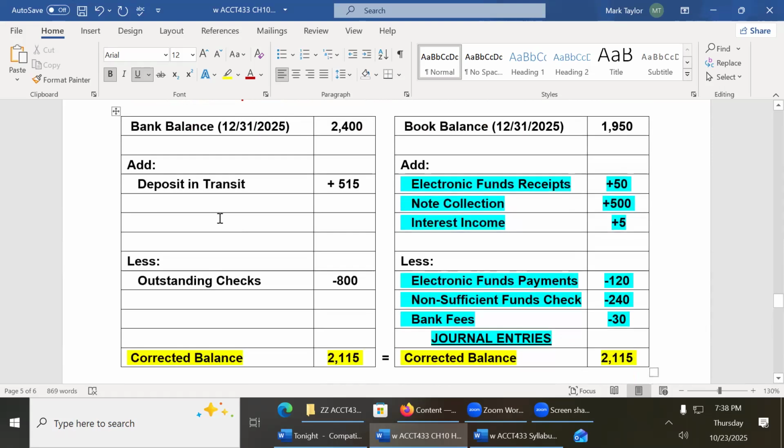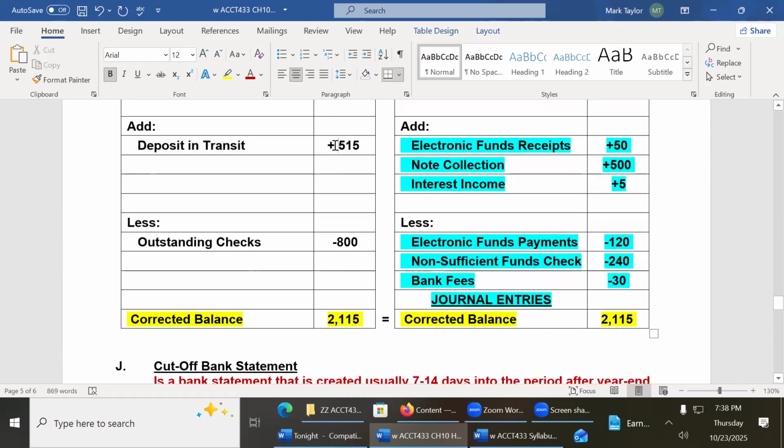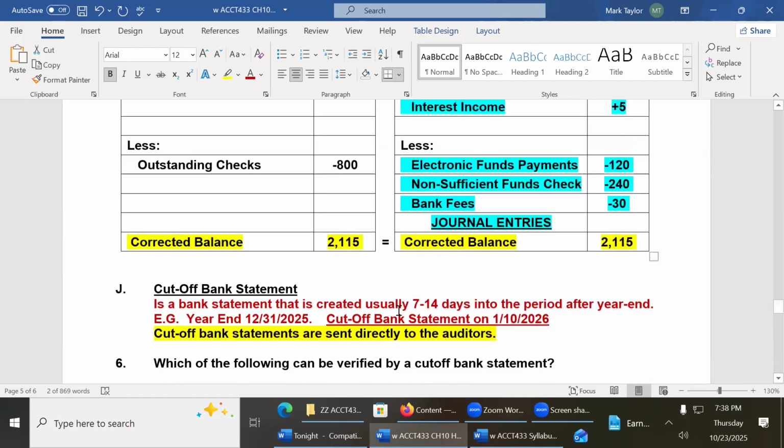But for instance, these deposits in transit that were done on 12/31. Well, 10 days into the next period, they should appear on that bank statement, right? If these were actually deposits that were made, they should show up here by the 10th day of the next period.